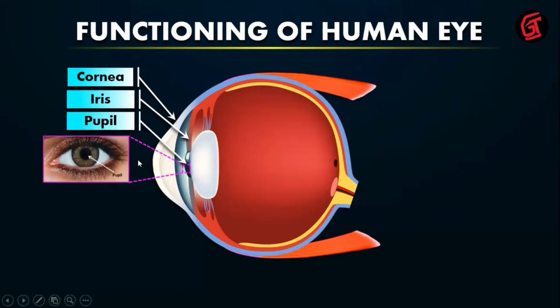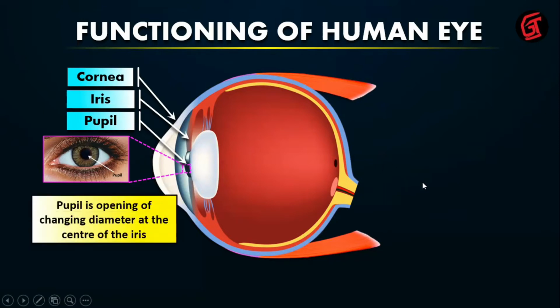Now your pupil. Inside your iris, there is another small black-colored dark circle called your pupil. Pupil is the opening, with changing diameter, at the center of the iris. So if there is too much light or less light, the pupil dilates and changes its diameter.